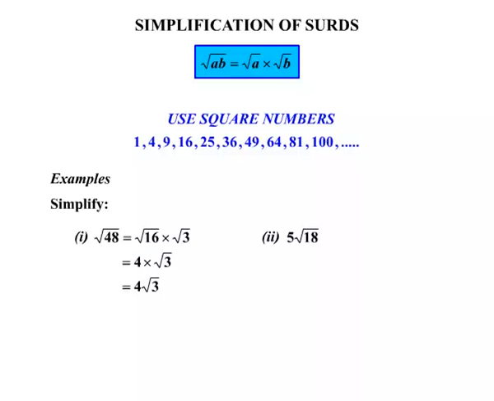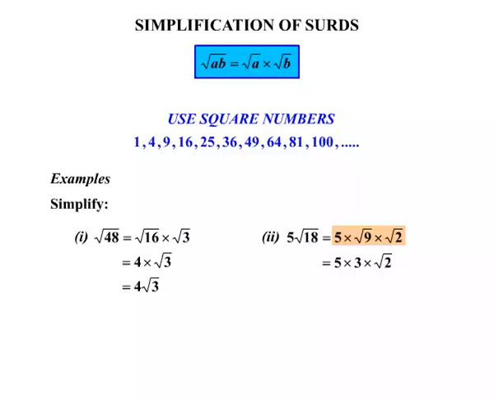Example 2, we've got to simplify 5 root 18. Now that 5 is a whole number, we can just write that down, and it's multiplying by the root 18. Again, we look at our list of squared numbers and think, what goes into 18? Well, 9 goes into it twice, so we can write that the square root of 18 is root 9 times root 2.